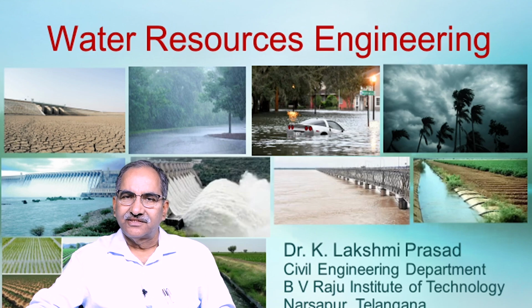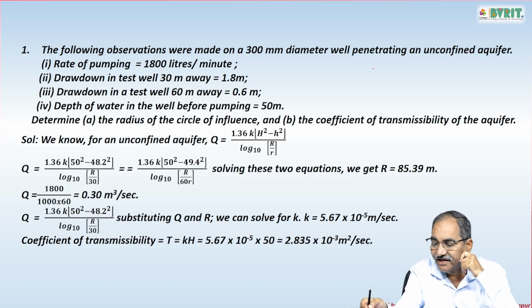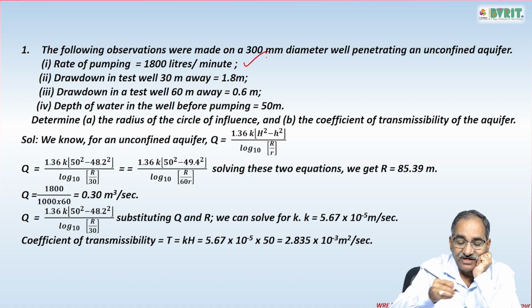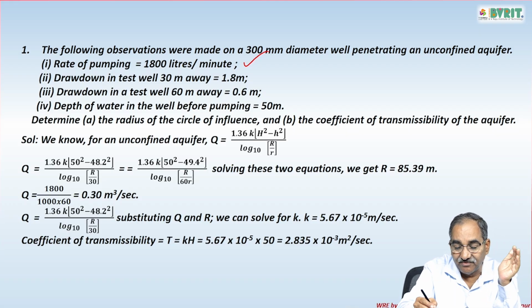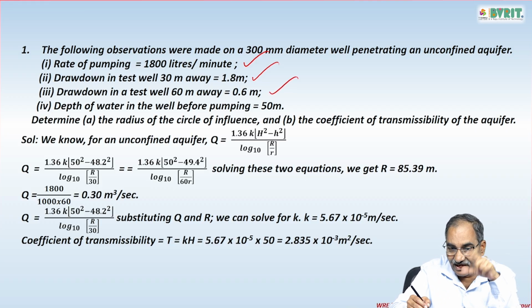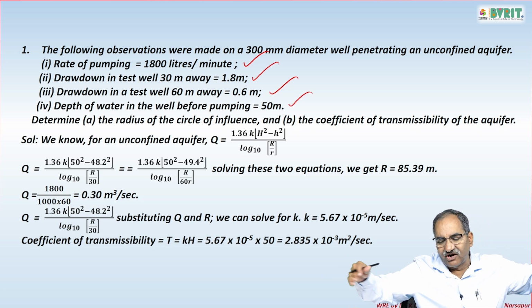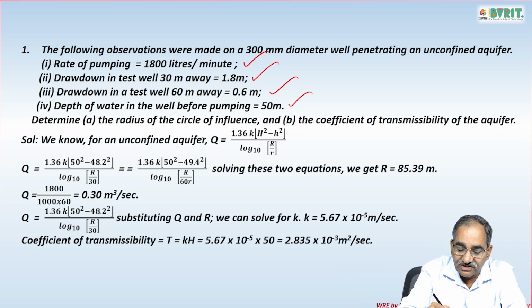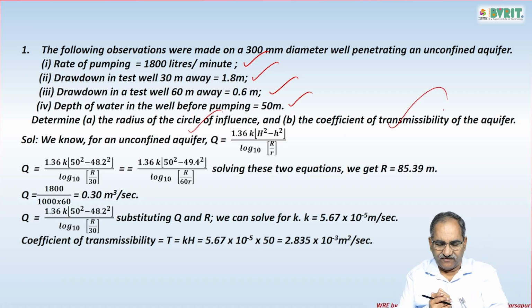So in today's class, we move into the following. Observations were made on a 300 mm diameter well penetrating an unconfined aquifer. Rate of pumping is given, that means discharge is given. Drawdown in the test well 30 meters away. So that means there is one well which is 30 meters away. This is the drawdown in that. There is another well at 60 meters away from the main well. That drawdown is here. Depth of water before pumping, that means initial water level, is 50 meters. Determine the radius of the circle of influence and the coefficient of transmissibility of the aquifer.